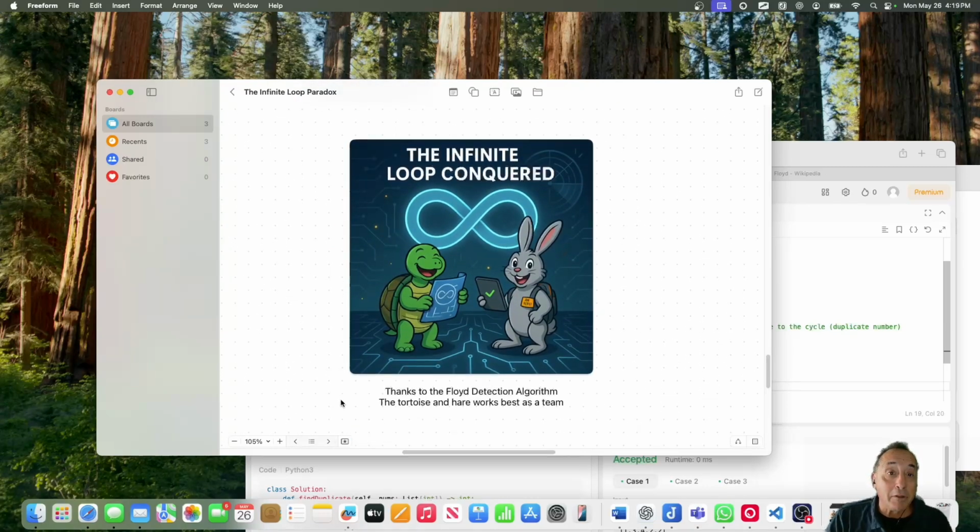So what did we do today? We conquered the infinite loop problem thanks to Floyd's detection algorithm. And who is better, the tortoise or the hare? And I will give a paradigm shift: they're better if they work together.